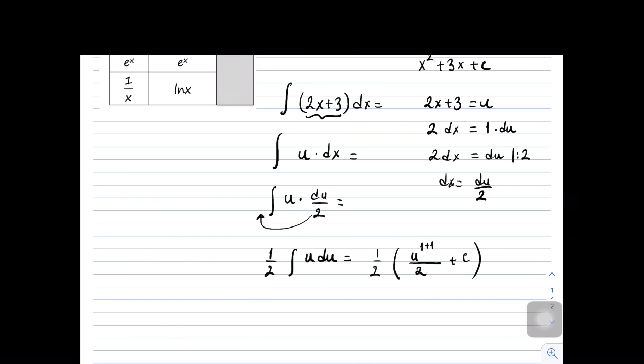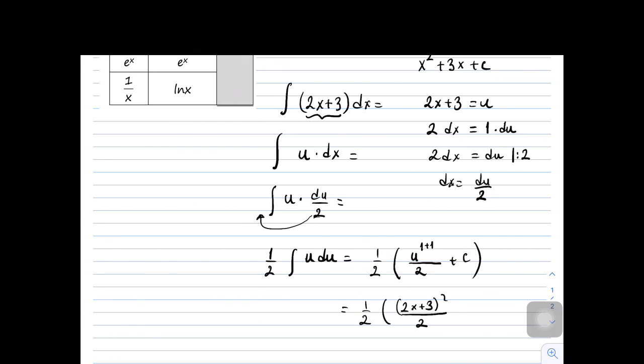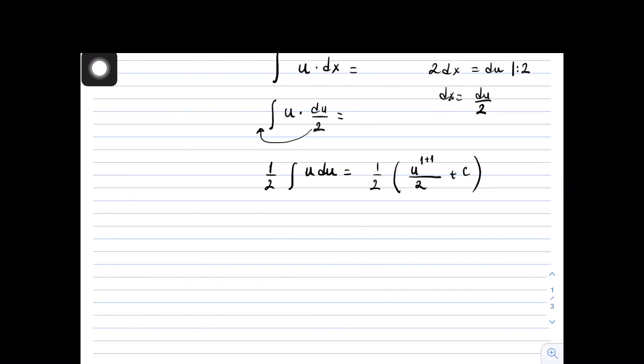What is 1 over 2? What is the u now we said? 2x plus 3 squared divided by 2, right? And plus c. Okay, now 1 over 2.